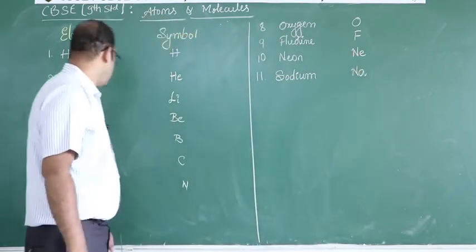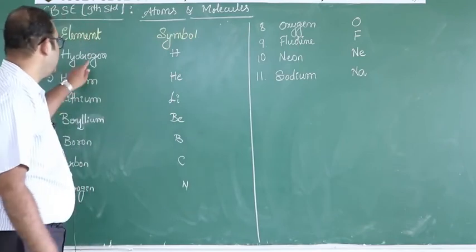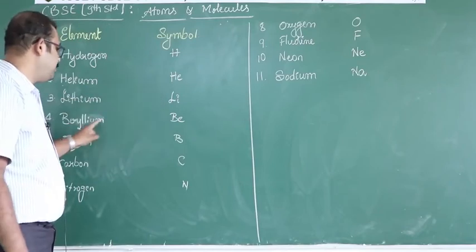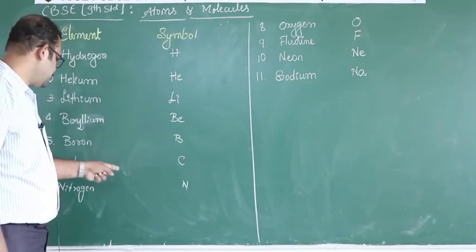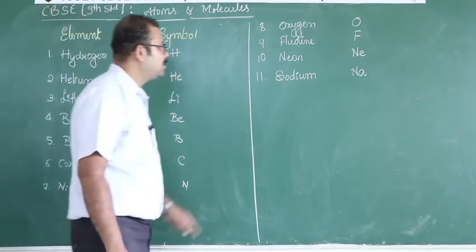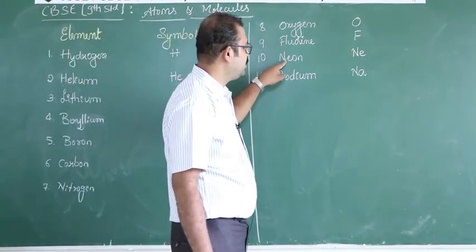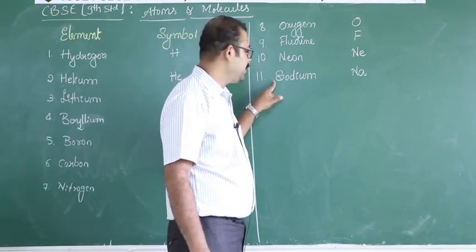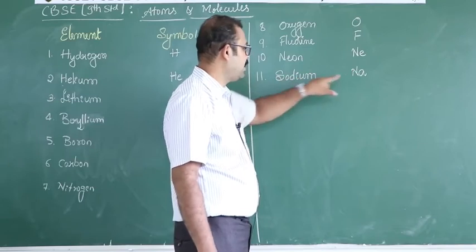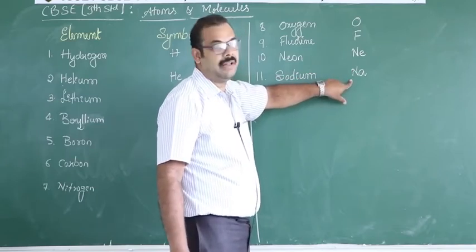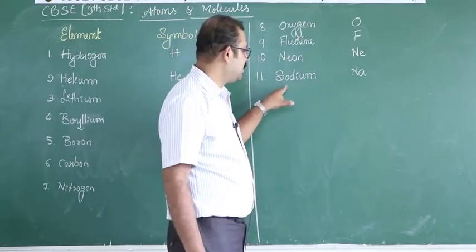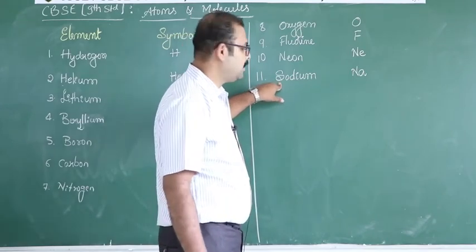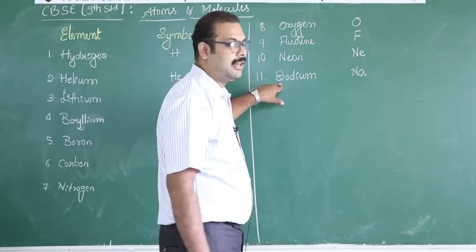So here, 1 to 10, first I will tell: hydrogen H, helium He, lithium Li, beryllium Be, boron B, carbon C, nitrogen N, oxygen O, fluorine F, neon Ne. The 11th one is sodium. I think you are thinking that sodium is S, but I have written Na. This is obtained from the Latin word. So later in the next table I will give only the elements which are obtained from Latin words. Then you will get a clear idea regarding this.